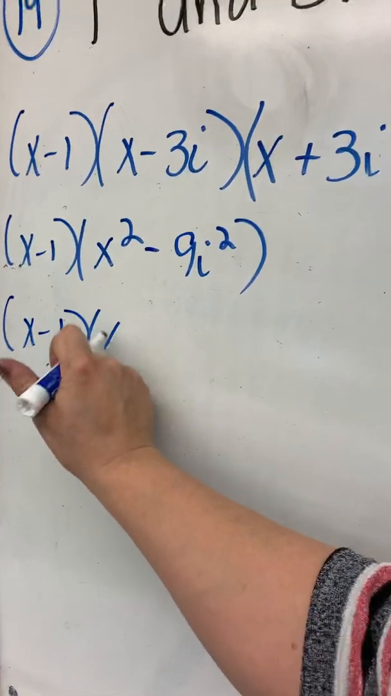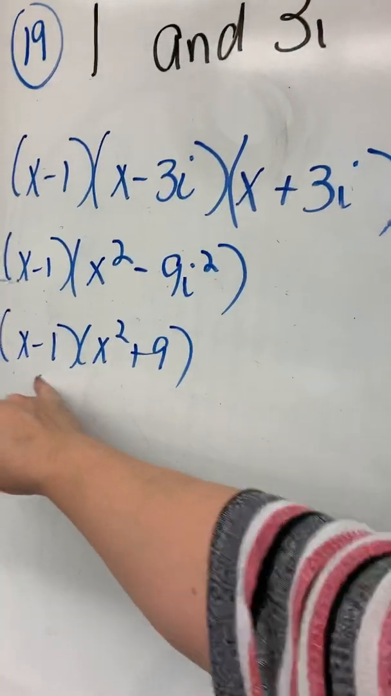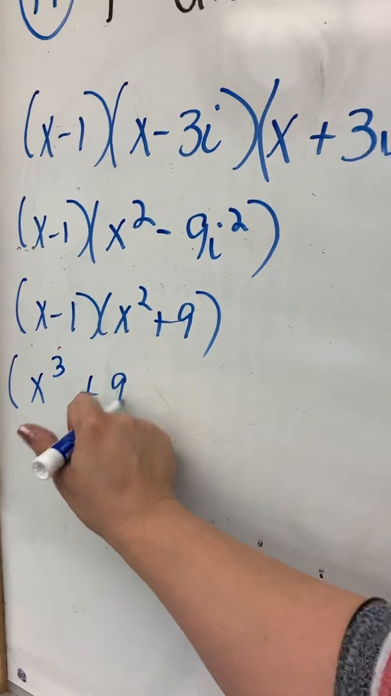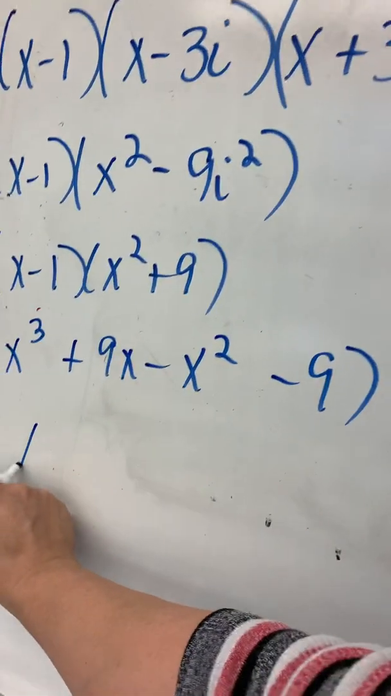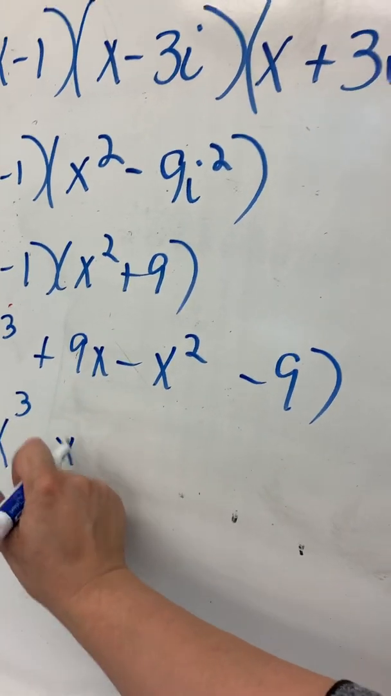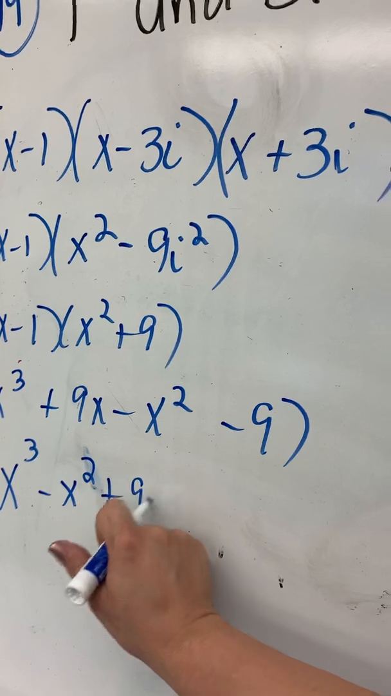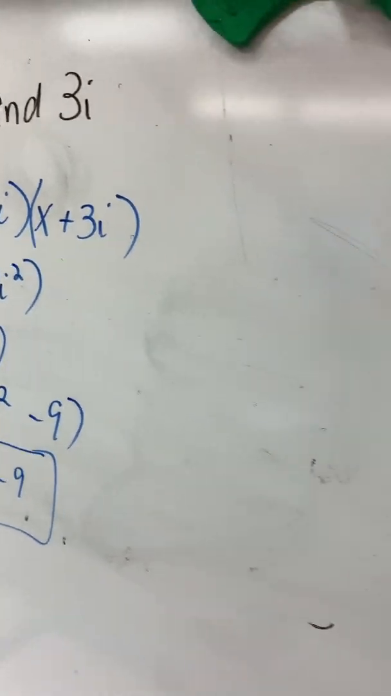x minus 1, x squared plus 9. FOIL it. So we get x cubed plus 9x minus x squared minus 9. And then just write it in standard form: x cubed minus x squared plus 9x minus 9. Okay.